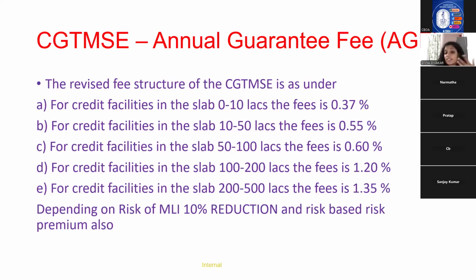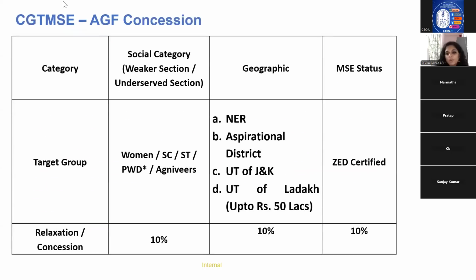Then there is, in addition to this, a risk-based premium, and on the risk of the MLI, a 10% reduction will also be given. Okay, I've not added the risk premium and all. Why? Because it will complicate things more. So it's better to remember the basic things.